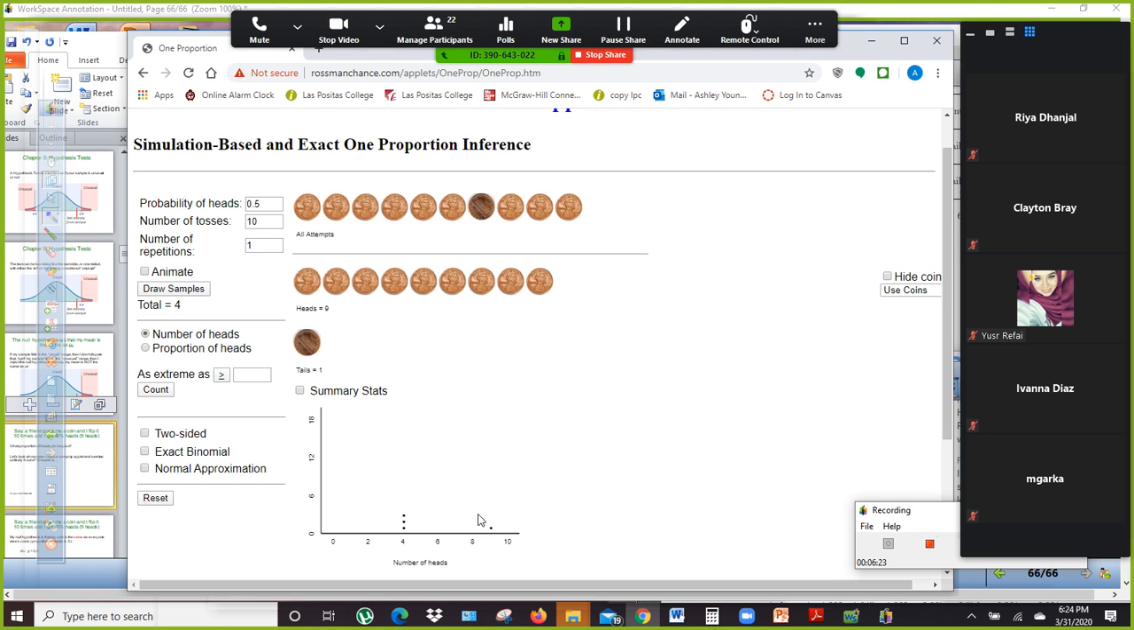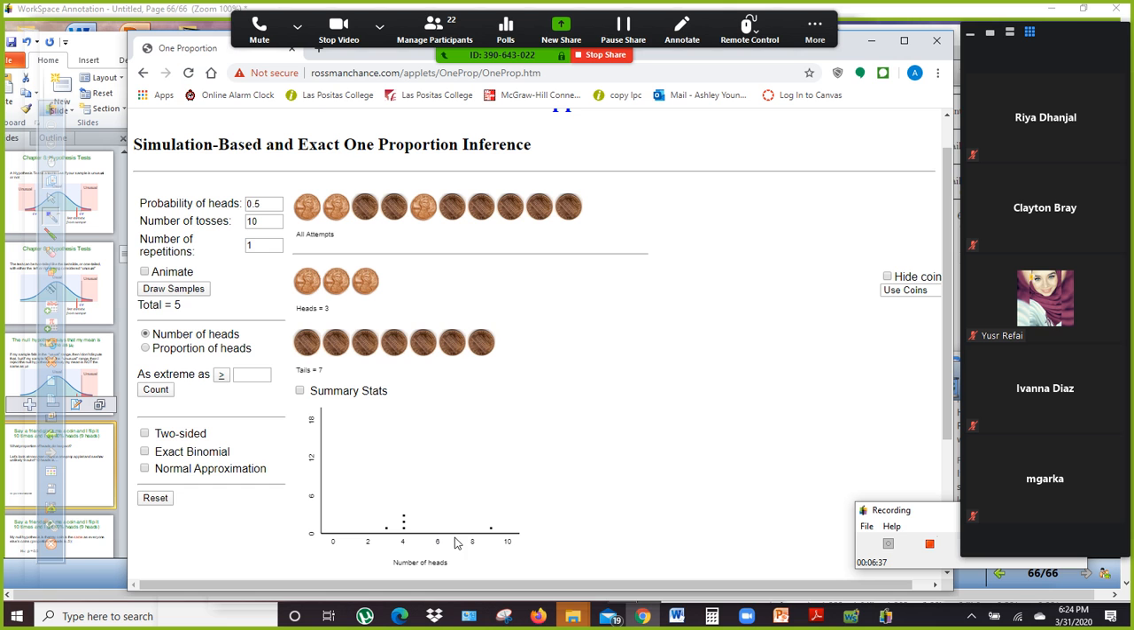Ooh, I got a 9. So I got 9 heads. So it can happen. Do you see how that totally happened right now? I got 9 heads on my 4th try. So it absolutely can happen sometimes. I'll do it again. I got 3 heads. You can see them coming in here.